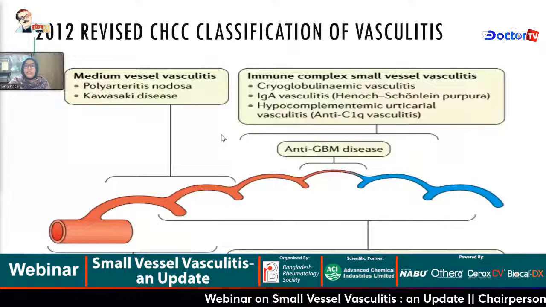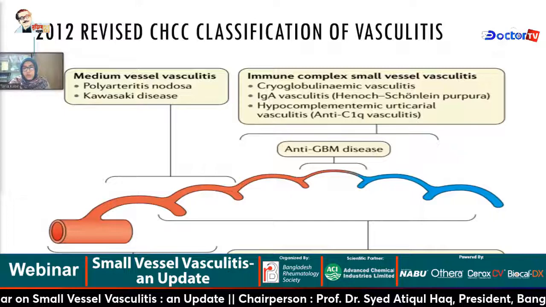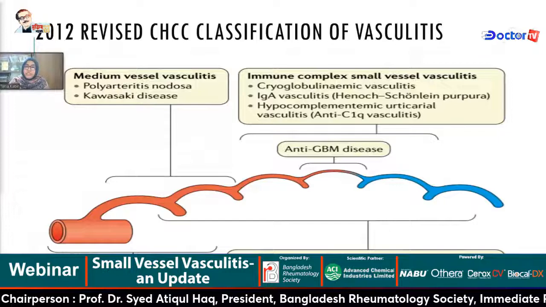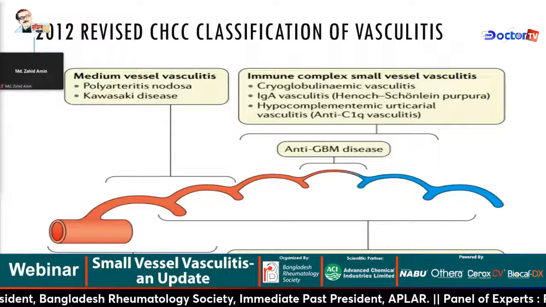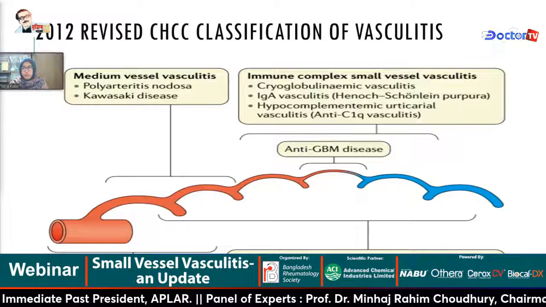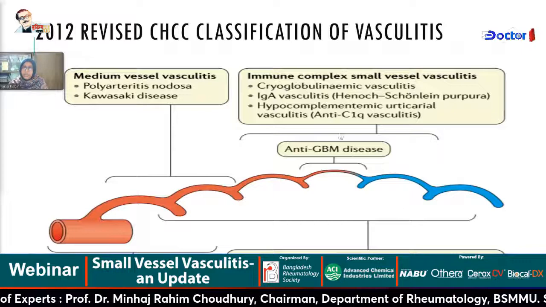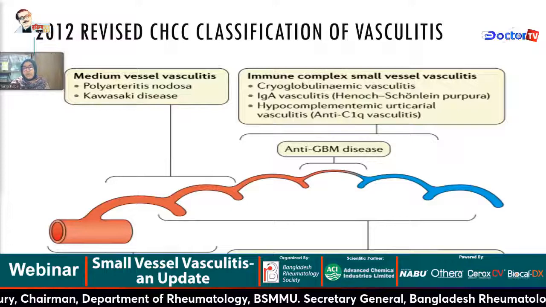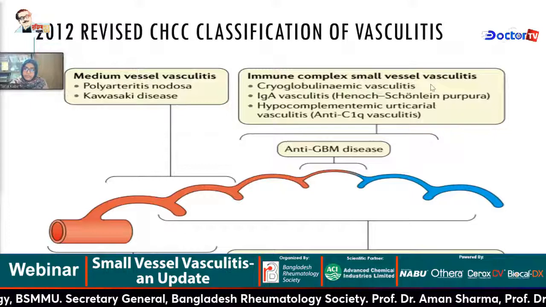This picture is showing the 2012 revised Chapel Hill consensus classification of primary vasculitis, where the large vessel vasculitis includes Takayasu arteritis, and the medium vessel vasculitis includes polyarteritis nodosa and Kawasaki disease. The small vessel vasculitis includes ANCA-associated vasculitis and immune complex small vessel vasculitis. The ANCA-associated vasculitis includes microscopic polyangiitis, granulomatosis with polyangiitis, and eosinophilic granulomatosis with polyangiitis, and immune complex small vessel vasculitis includes cryoglobulinemic vasculitis, IgA vasculitis, hypocomplementemic urticarial vasculitis, also known as anti-C1q vasculitis, and anti-GBM disease.